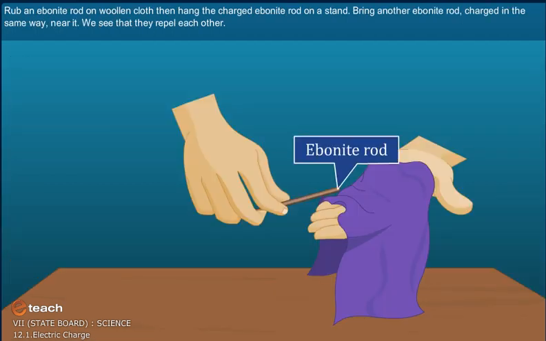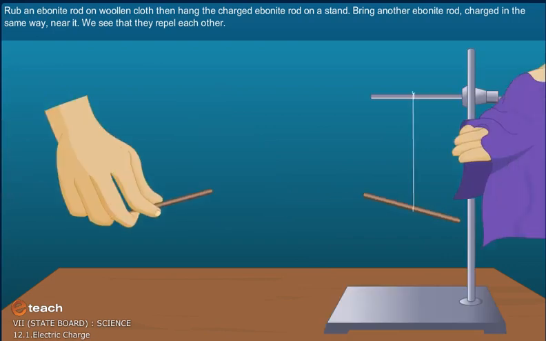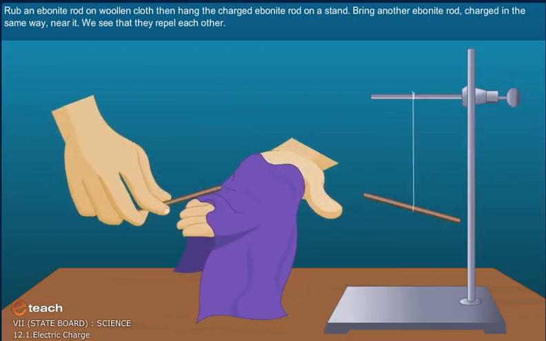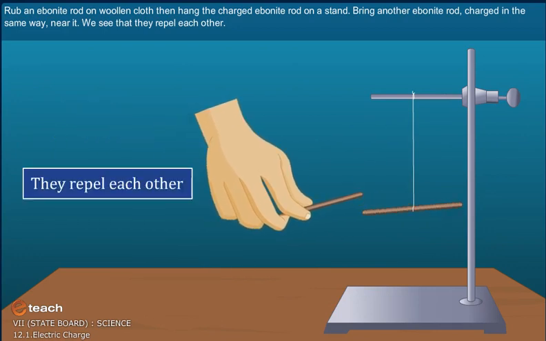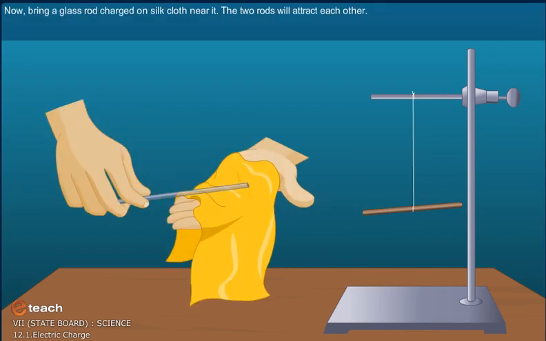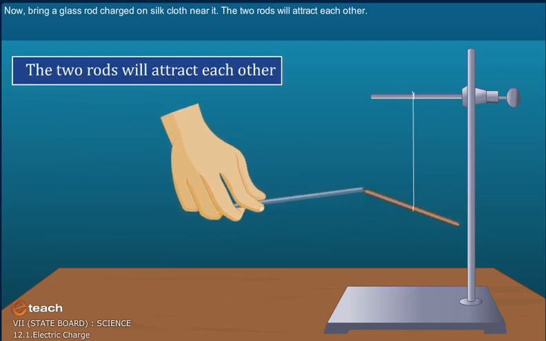Rub an ebonite rod on woolen cloth. Then, hang the charged ebonite rod on a stand. Bring another ebonite rod, charged in the same way, near it. We see that they repel one another. Now, bring a glass rod charged on silk cloth near it. The two rods will attract each other.